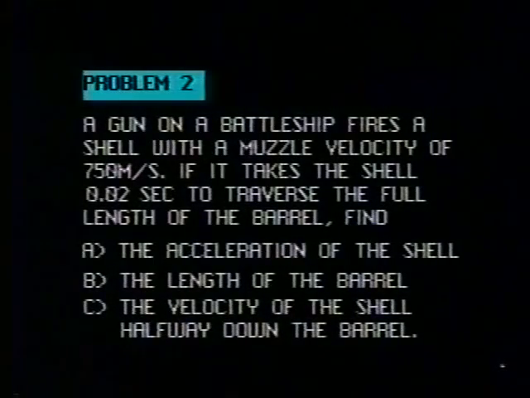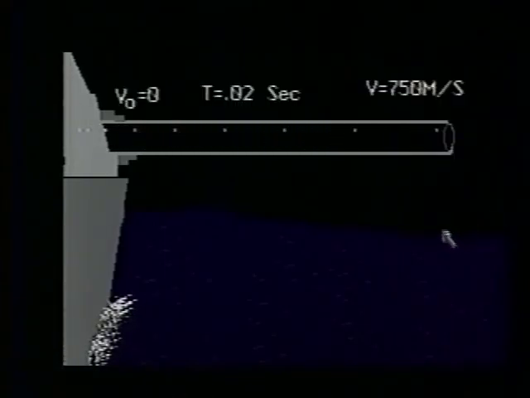Let's take a look at the shell coming out of the barrel. The shell explodes in the barrel, accelerates down the barrel, and emerges. We're told that the shell emerges from the gun with a muzzle velocity of 750 meters per second. We'll let that be the final velocity of the shell. It takes 0.02 seconds to traverse the length of the barrel.